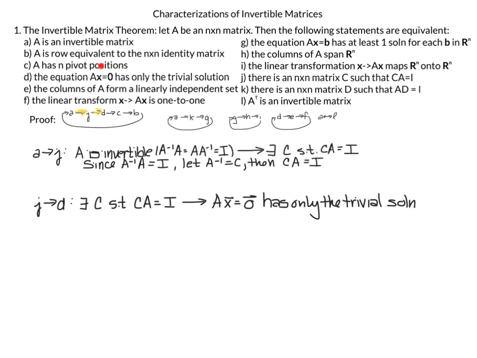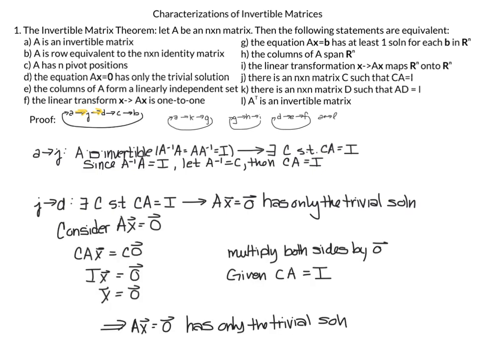And that implies D. The equation AX equals 0 has only the trivial solution. So I rewrote that here. There exists C such that CA equals I, and AX equals 0 has only the trivial solution. So now we're going to consider AX equals 0. We can multiply both sides of this equation by C, so we get CAX on the left-hand side and C times 0 on the right-hand side.